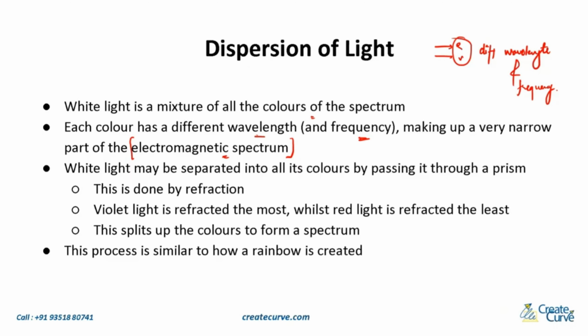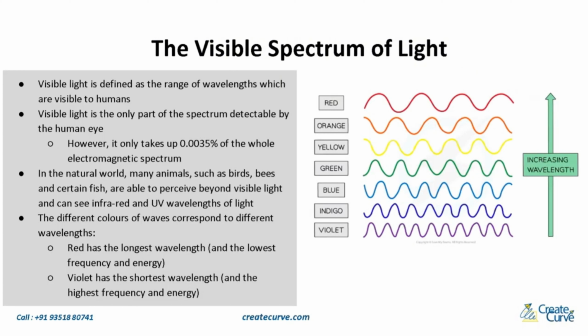How are these 7 different colors formed? This is done by refraction. Violet light is refracted the most, while red is refracted the least. The visible light is defined as the range of wavelengths which are visible to humans. Visible light is the only part of the EM spectrum that we can see.